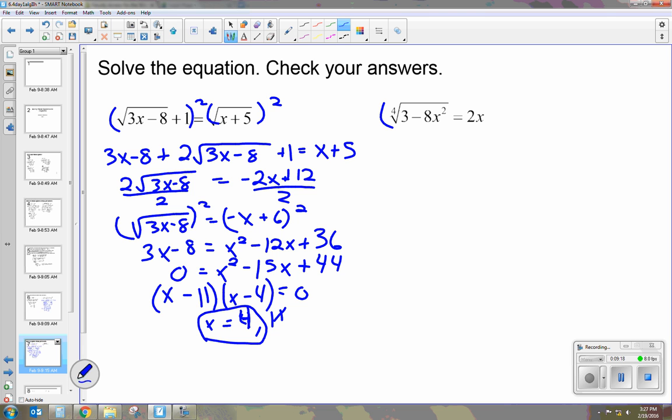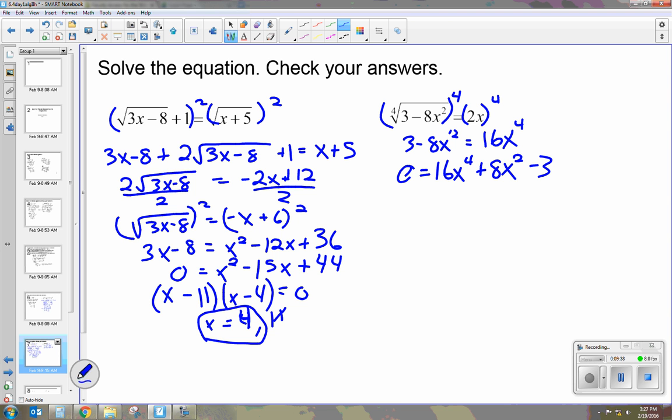This problem, we're going to take both sides to the fourth power. So we're left with (3 - 8x) squared equals, make sure we raise our 2 to the fourth, 16x to the fourth. So 0 = 16x^4 + 8x^2 - 3. At this point, you can factor or use the system taught as my father drives a red Mustang. I'm going to factor this into (4x^2 - 1)(4x^2 + 3).